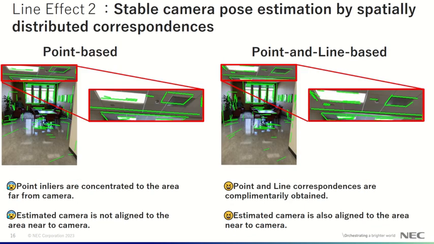Here's another example to show the line impact. These figures show query images with the edges detected from the rendered image generated by the estimated camera poses. In the left figure, you can find the estimated camera pose by the point-based approach is not aligned in the area near the camera. It's because point inliers are concentrated in a textureful area that is far from the camera. On the other hand, the result of our pipeline, shown in the right figure, is aligned in the area near the camera. This is because line correspondences are also detected in textureless objects, and PnPL uses these spatially distributed correspondences of points and lines to realize stable camera pose estimation.